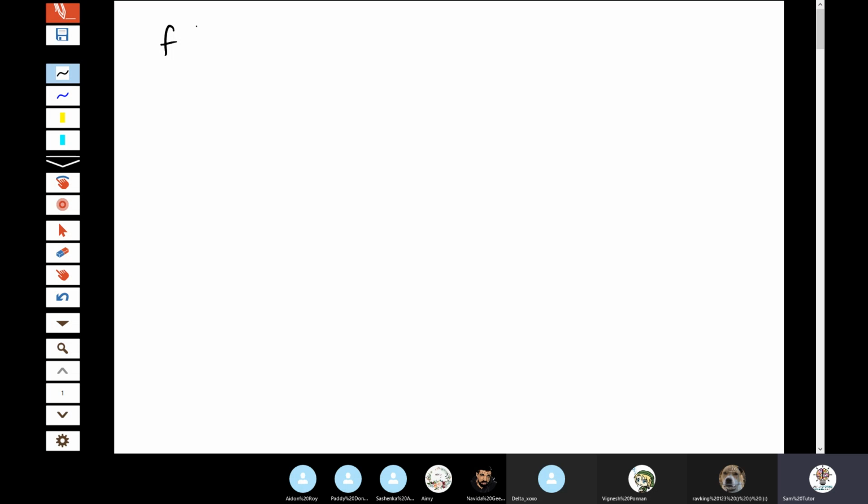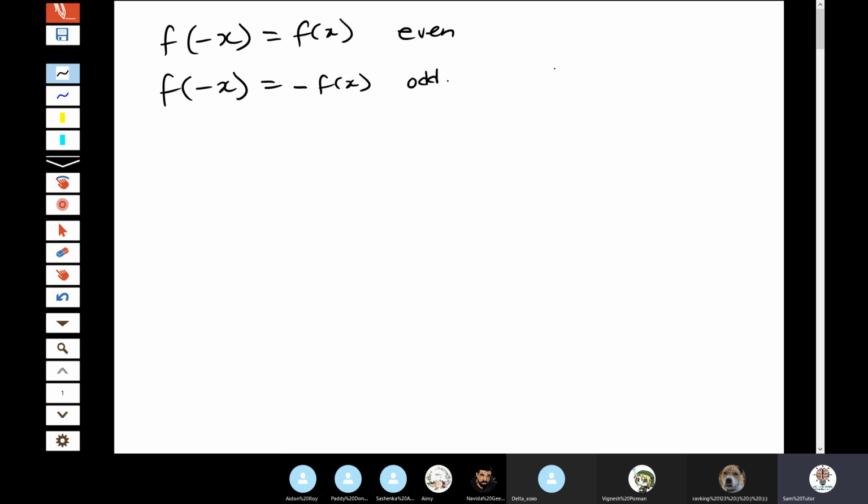To prove odd or even, in both cases, we start with negative x. So what you want to remember: you always start with negative x. If it gives you back the original, straight away just say it's even. If it gives you the negative of the original, you would say it's odd. And if it gives you neither, then it's obviously neither. And the case I was using was f of x. So question 1, f of x equals x cubed.